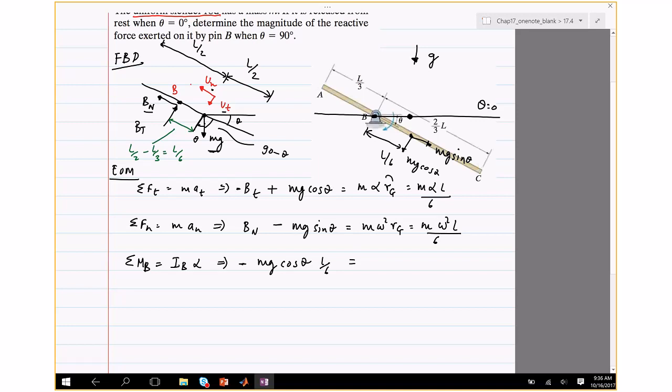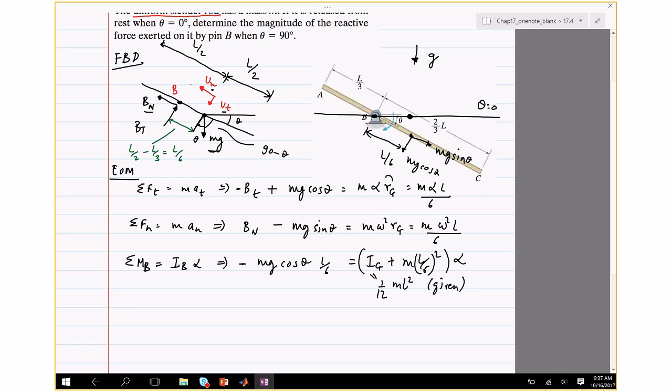We need to find the inertia about point B. So inertia about point B is inertia about point G plus mass times the distance between B and G, which is L divided by 6, squared, times alpha. Now this is something which I'll give to you. It's I think 1/12 ml square. This is given.